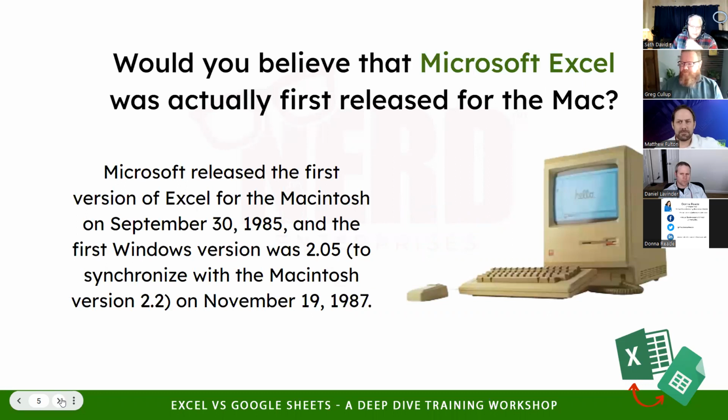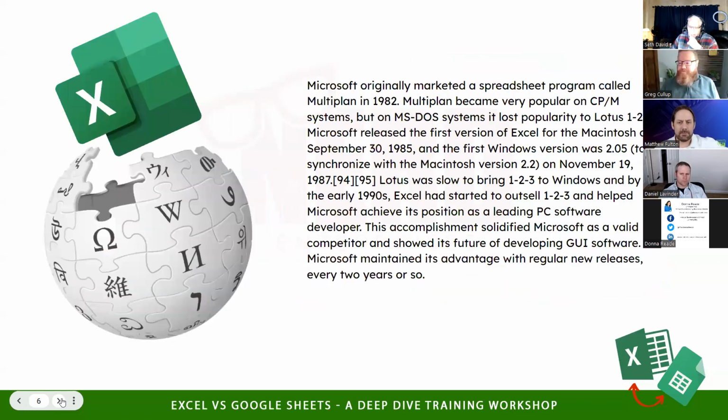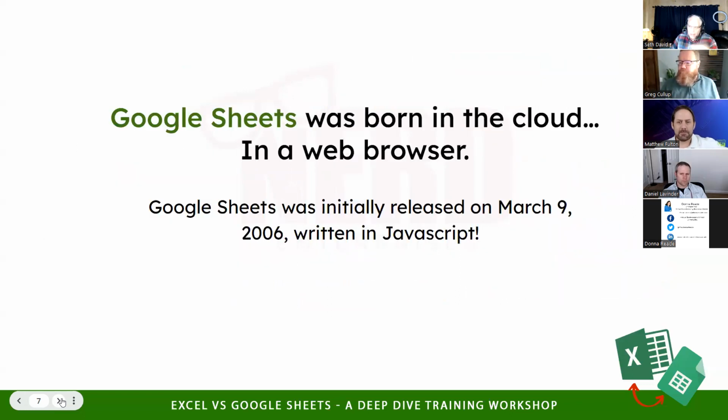And like I was saying, the first version of Excel was actually released for the Mac, September 30th, 1985. And the first Windows version wasn't released until November 19th, 1987. I thought that was pretty interesting. I'm going to skip quickly past some of this other info. Like I said, I'll get you access to the write-up. It will be in the blog when I post the recording so that you can peruse this on your own time.